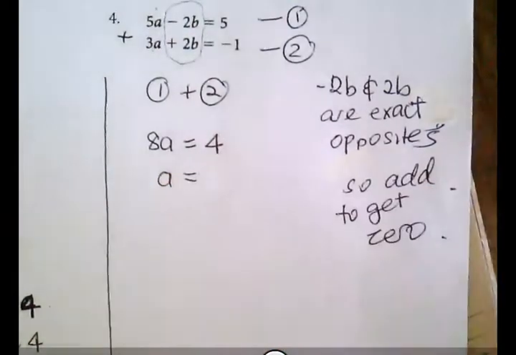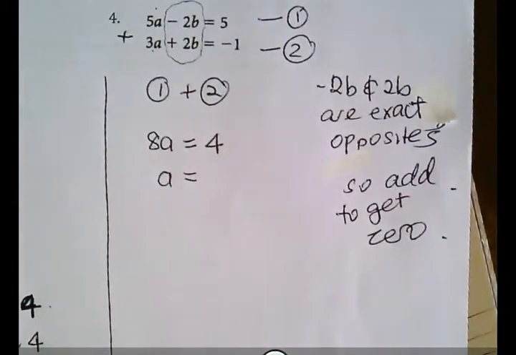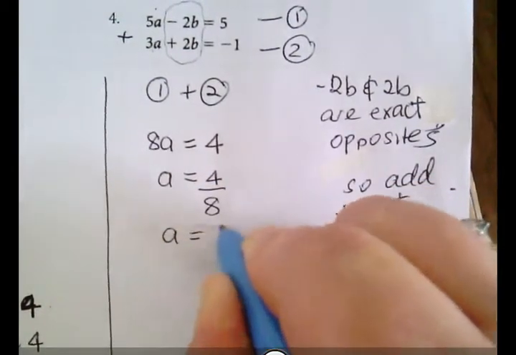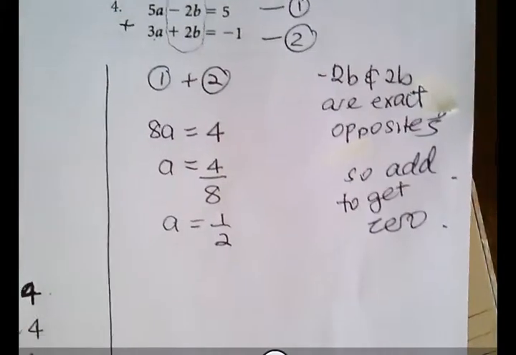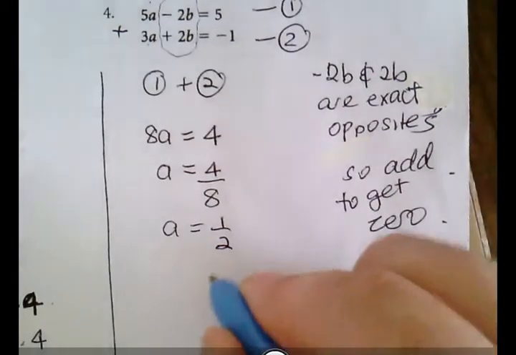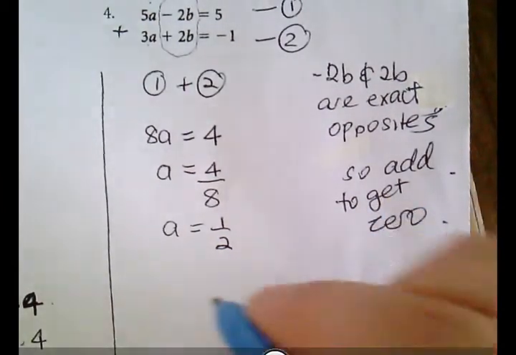A is what? Be careful. It's not 2. I'm moving the 8. That is A times 8. The opposite of timesing by 8 is dividing. A is a half. It's not 2 because 8 times 2 is 16, girls. Okay, or you could write that as 0.5 if you want.